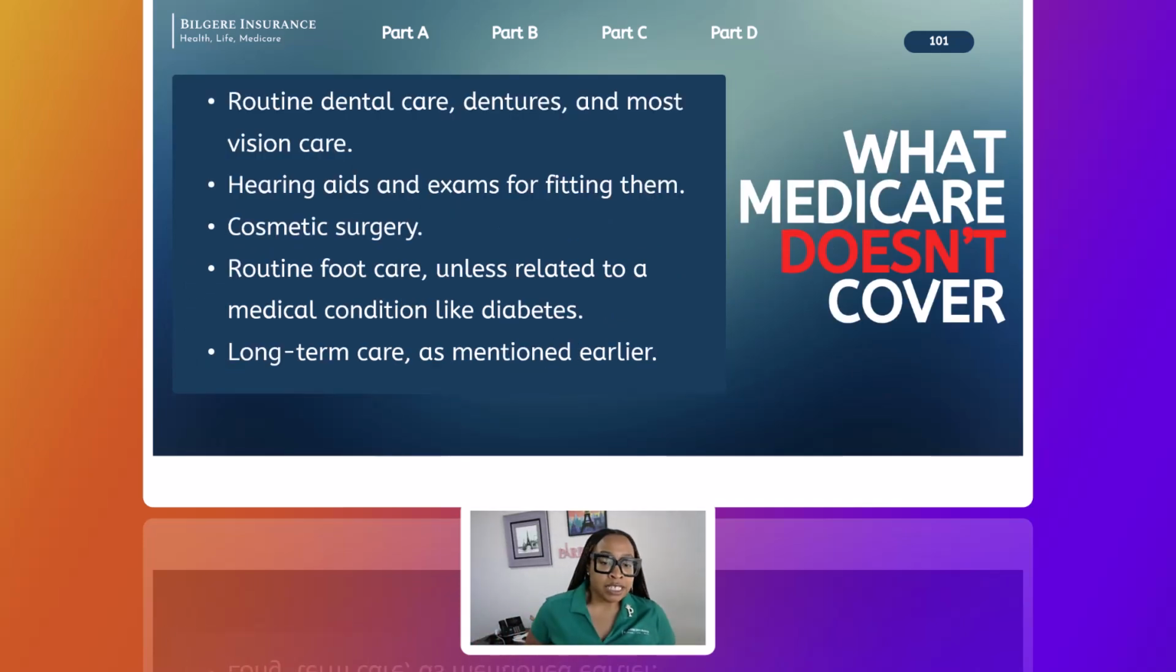Routine dental care, dentures, and most vision care, if you don't have a Medicare Advantage plan, are not going to be covered by Medicare. That would be a gap you would need to plan for. Hearing aids and exams, again outside of the Advantage plan, are something you would need to have a plan for. Long-term care, as mentioned earlier.